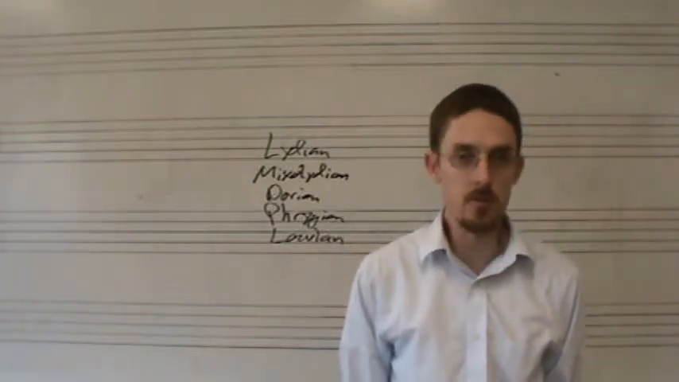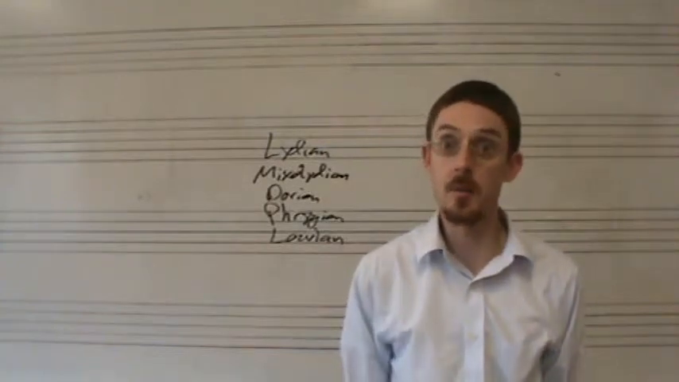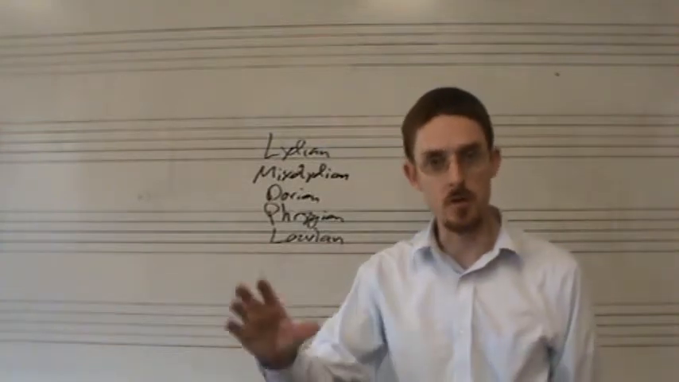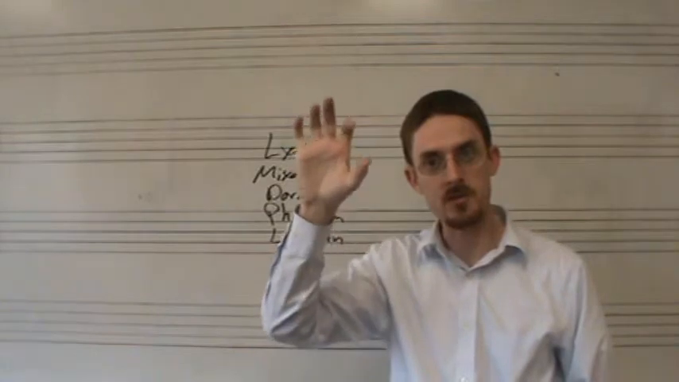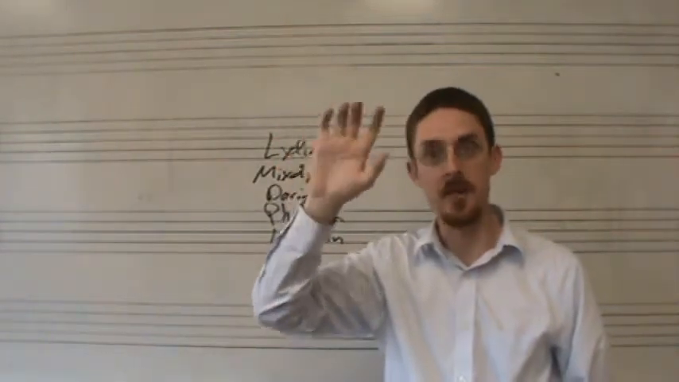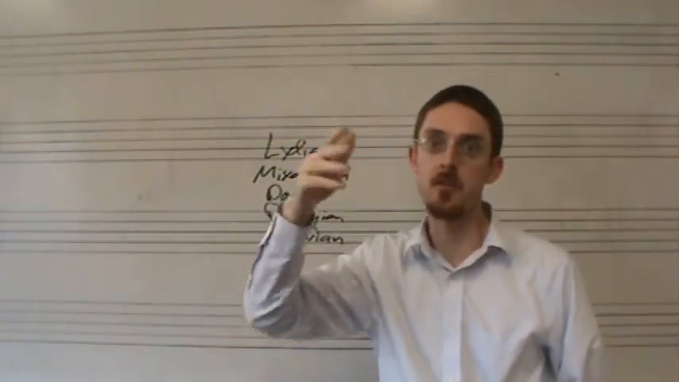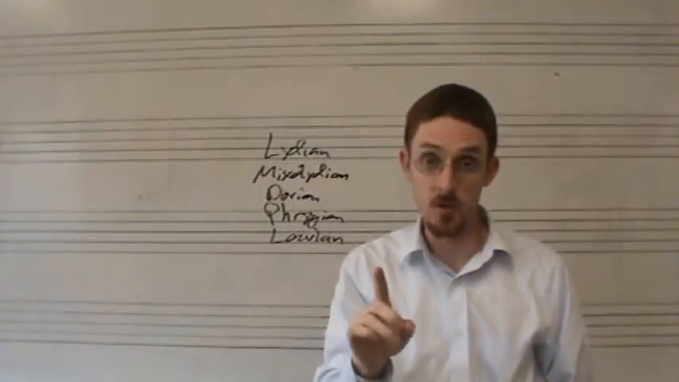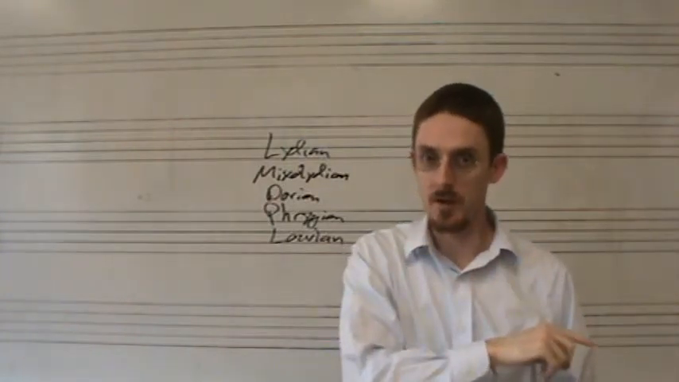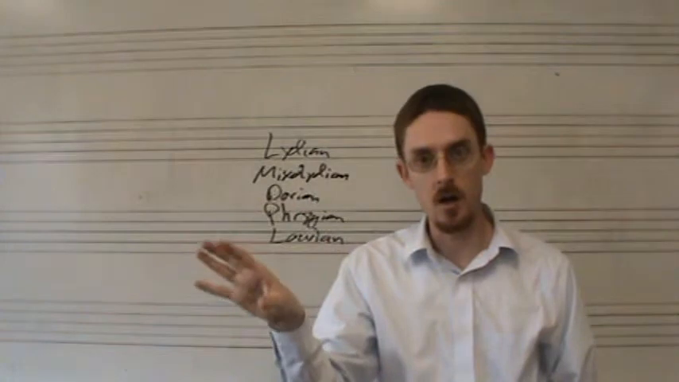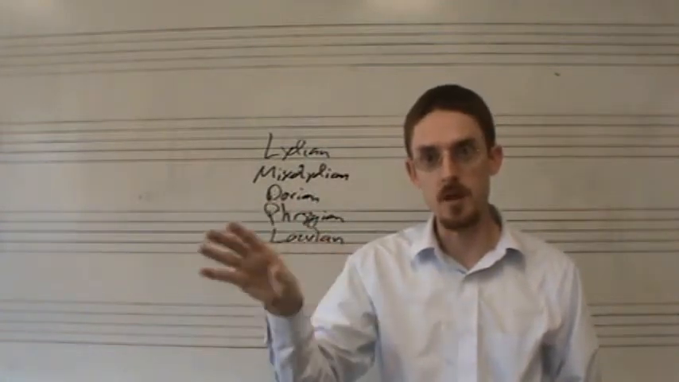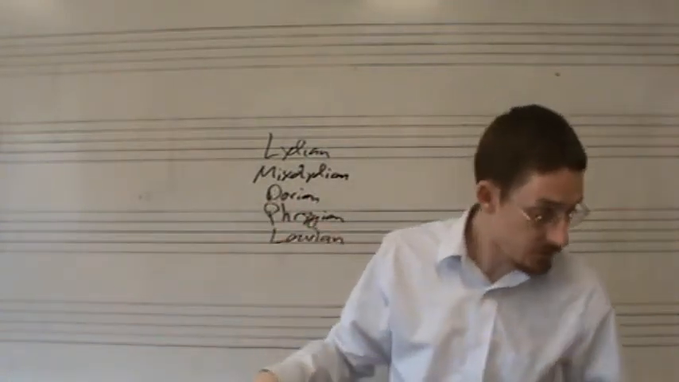Though that is relatively rare in the major mode, it is very common in the minor mode, because when you're outlining the 3rd and the 7th scale degree, if you add the 5th, the 3rd, 5th, and 7th scale degrees are the major 3 chord, which is also the relative major of the minor mode. The minor mode tends to spend a lot more time in the relative major than vice versa. So let's try this.